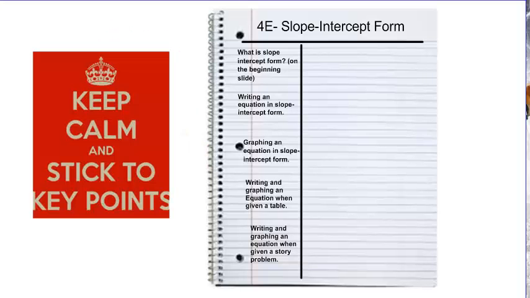The first thing I want you to do is to focus your attention on the key pieces of information from here. You should have something written down for this video on what slope-intercept form is, what we just talked about on the last slide, and writing an equation in slope-intercept form, what that looks like. Something about graphing an equation in slope-intercept form, and something about writing and graphing an equation when you're given a table, and then what to do when you're given a story problem. So go ahead and set your Cornell notes up like this so that you know exactly what we're looking for as we move through the video and what you should be taking notes on.